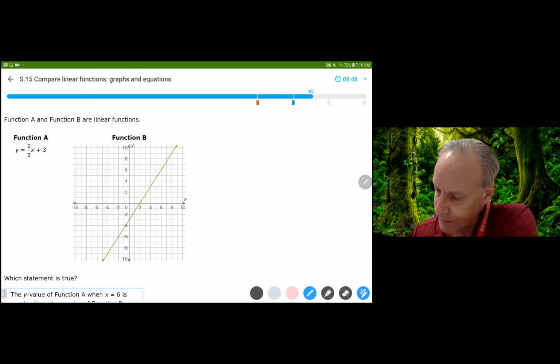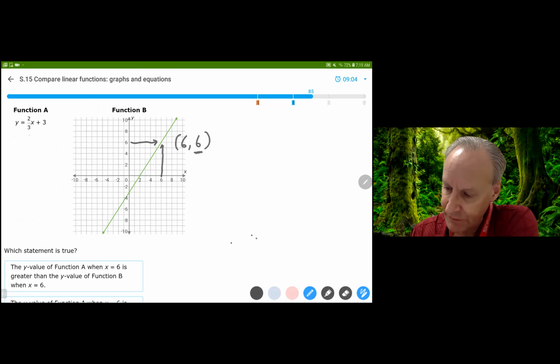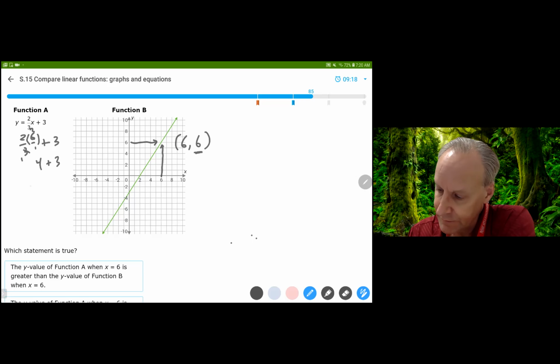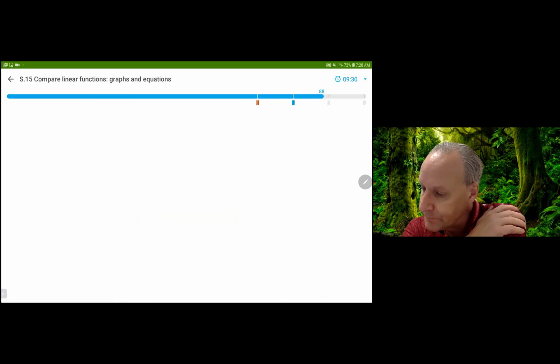We're comparing the y value at x equal to 6. We sometimes call this f of 6. For function b, the point is 6, 6. And we're comparing these y values. And if I substitute 6 into this one, 2/3 of 6 is 4. If you need to see it, it's like this. The 6 is over 1, and the 3 cancels with the 6 to give me 2, and that's 4 plus 3, which is 7. So 6, 7 is the a function, and 6, 6 is the b function. So function a is larger at x equal to 6 anyway.